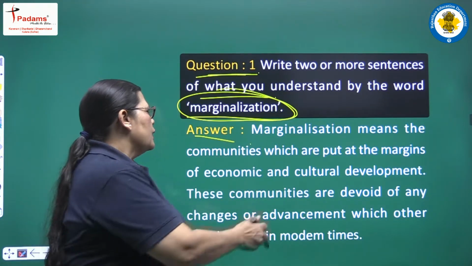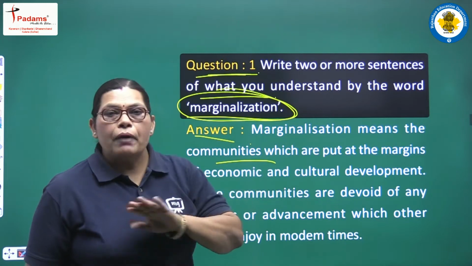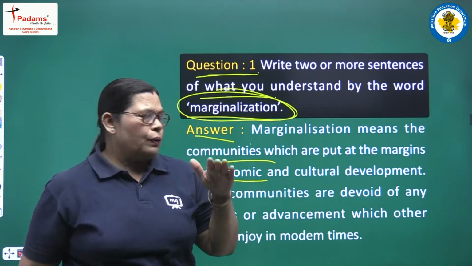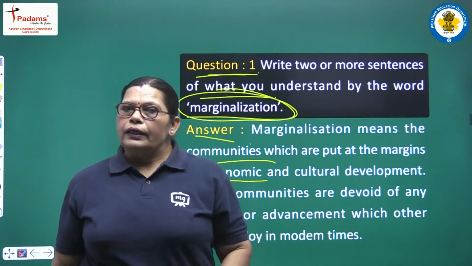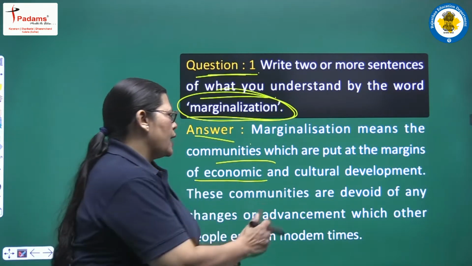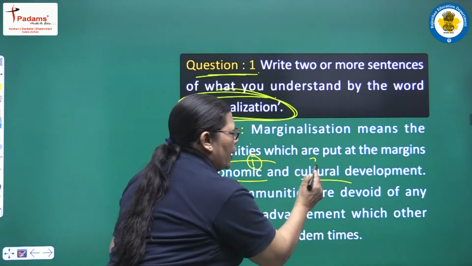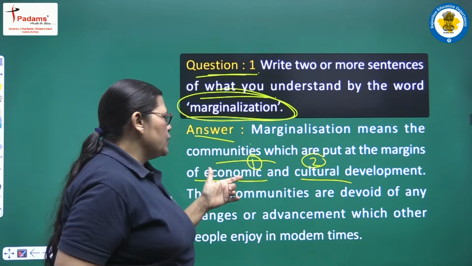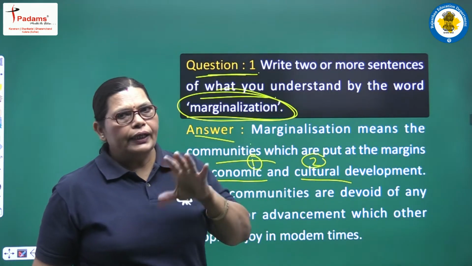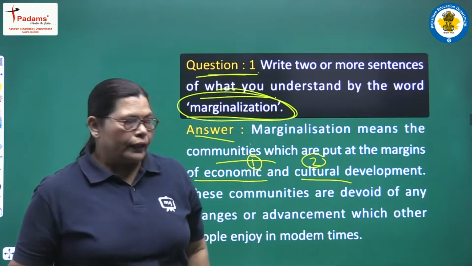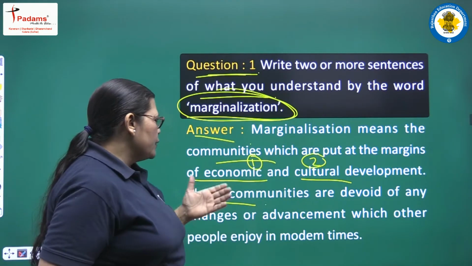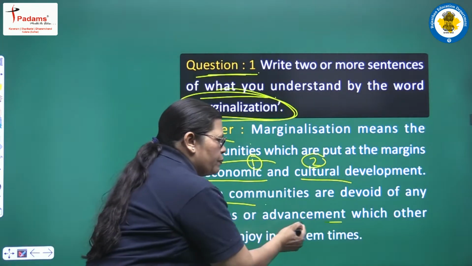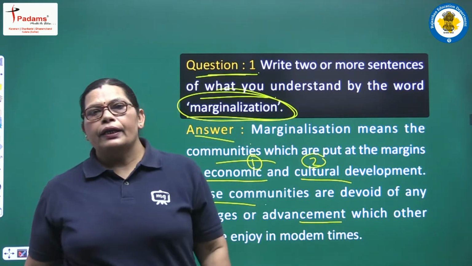Marginalization means the communities which are put at the margins. Yes, right at the margin. Margins of what, children? Margins of economic and cultural development. So these are the most important factors to be categorized for the purpose of marginalization. First one is the economic factor and second one is cultural development. When we include these two factors, we get a result. These communities are devoid of any changes or advancement which other people enjoy in modern times.